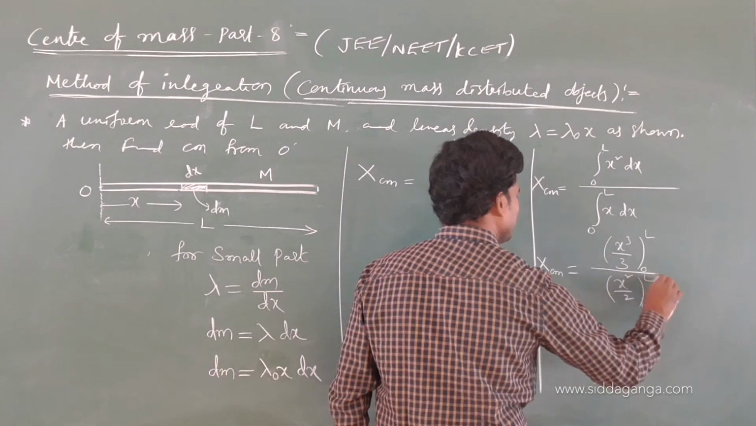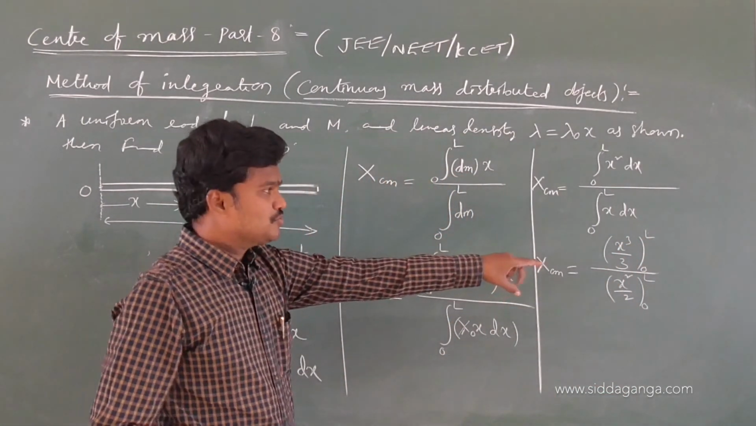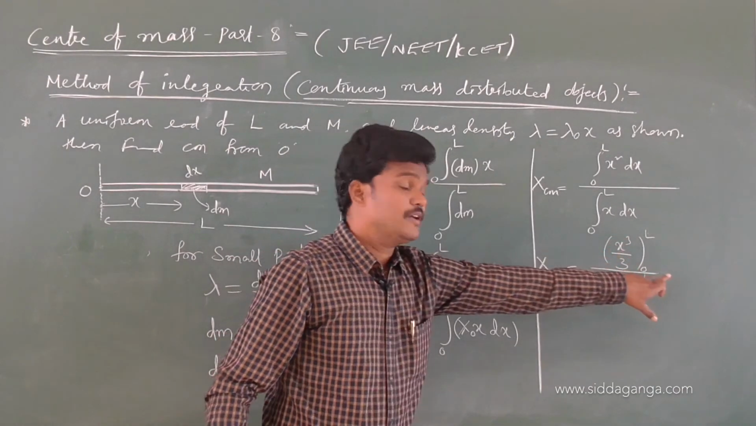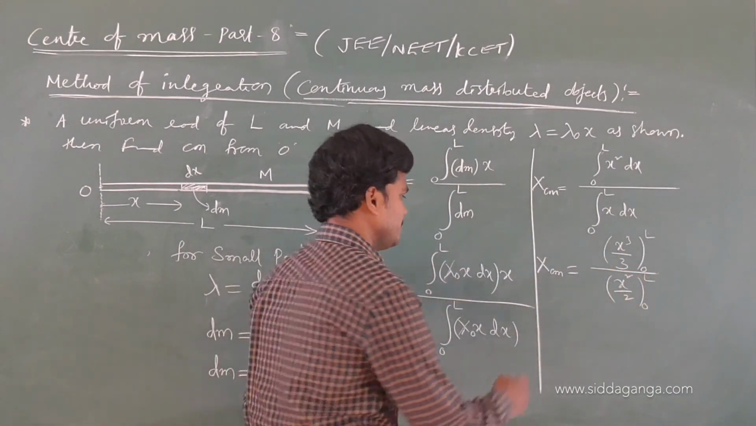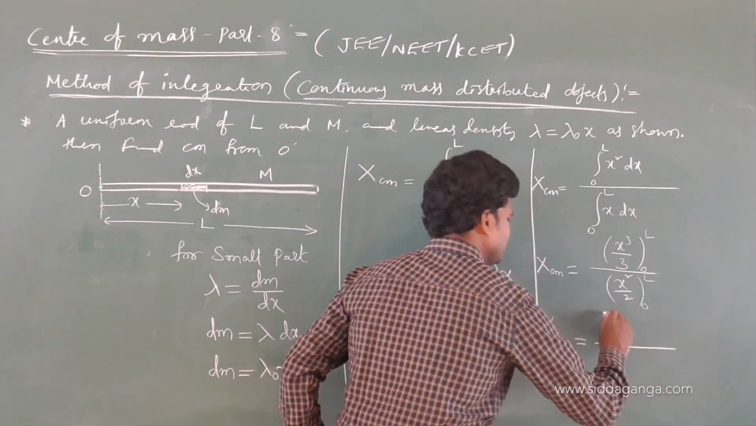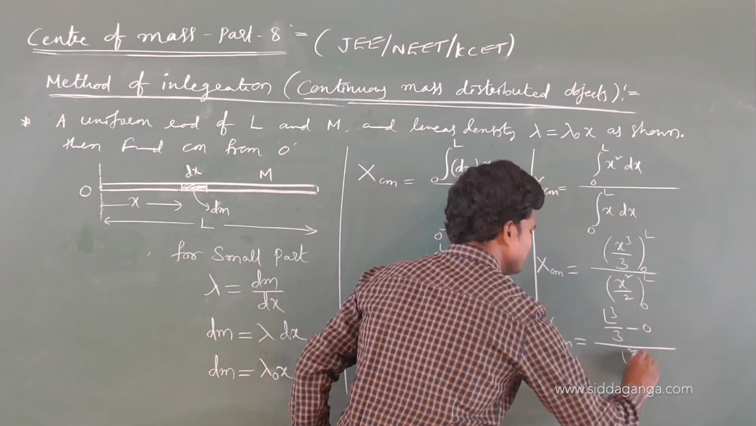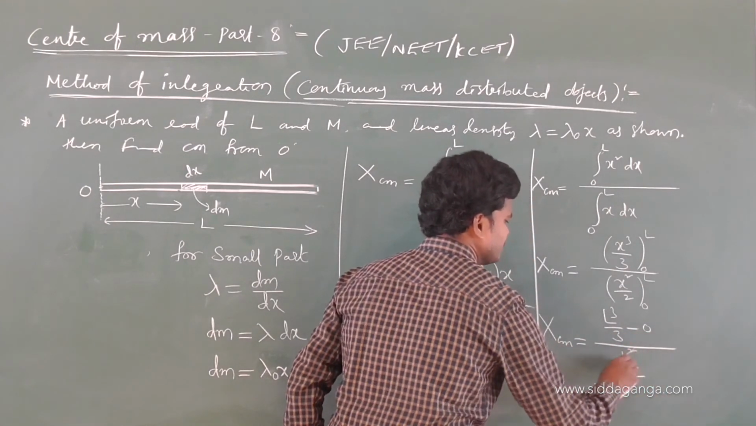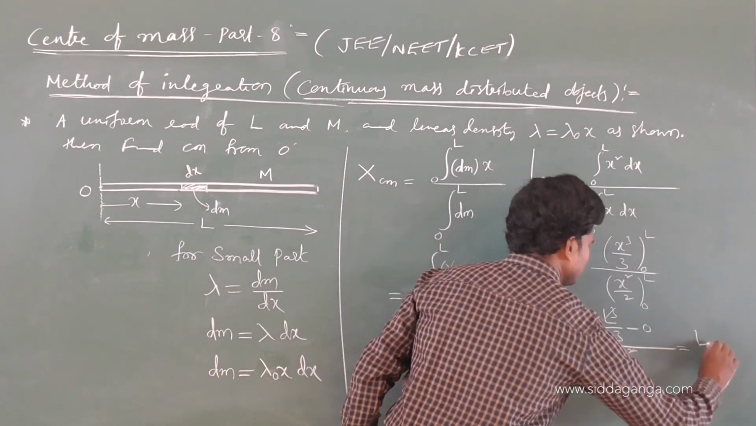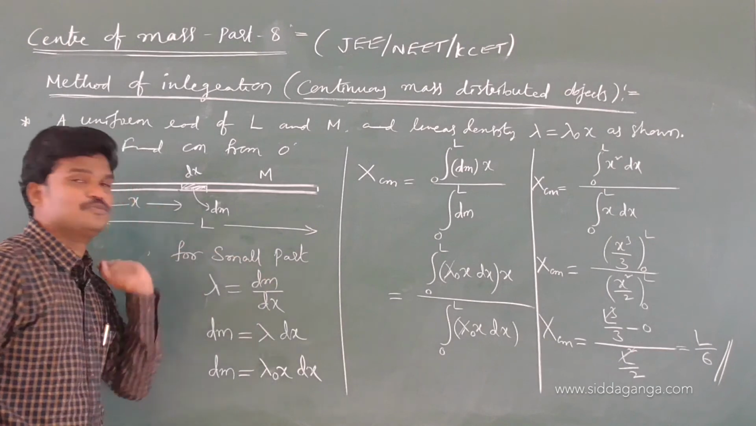0 to L. Substitute the upper limit. I think you know this process. So substitute first the upper limit minus the lower limit. Now x times dm: this is L cube by 3 minus 0. This is L square by 2. So how much is the answer now? L by 6 is the required answer for this given question.